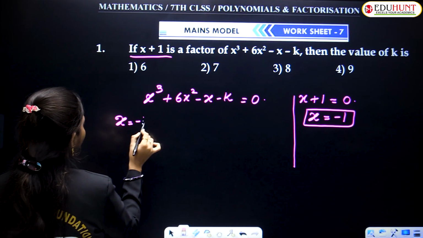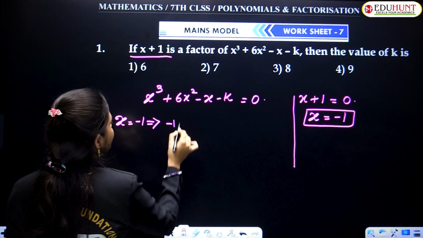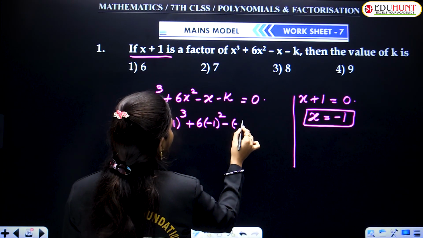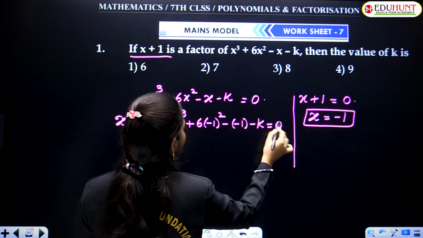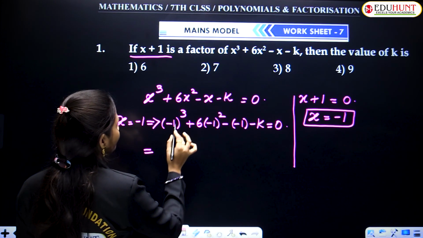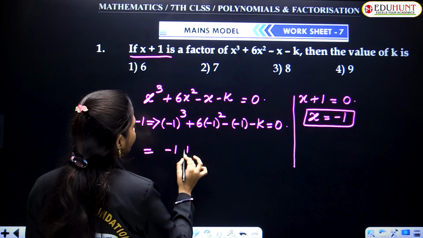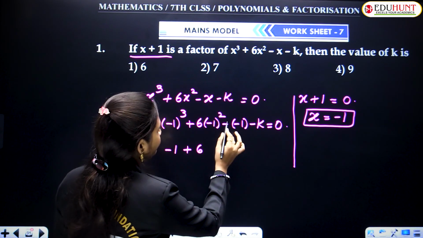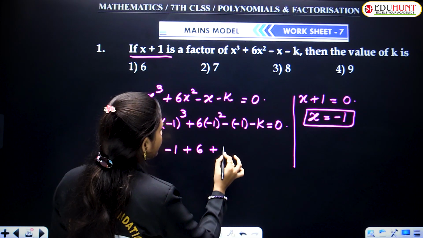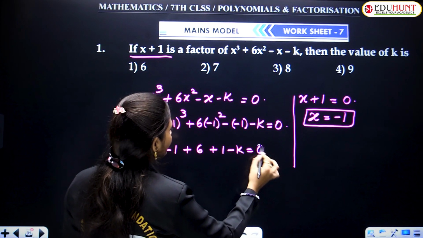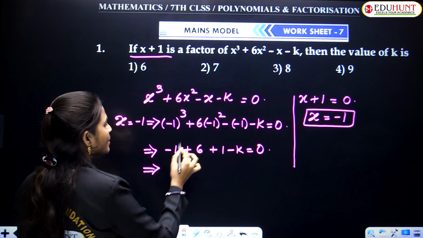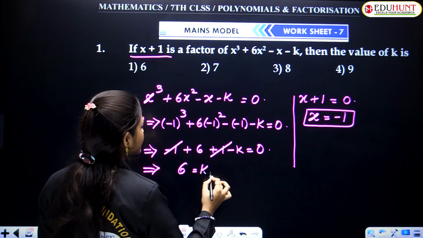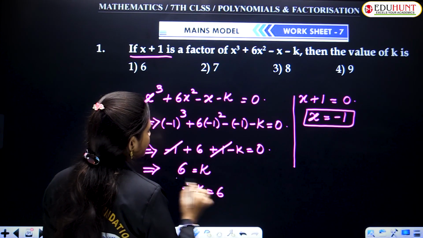See here, if x is equal to minus 1, then minus 1 whole cube plus 6 into minus 1 whole square minus of minus 1 minus k is equal to 0. Minus 1 whole cube is minus 1, plus 6 into minus 1 whole square. That is 6 into 1, which is 6. Minus into minus is plus 1, minus k is equal to 0. So minus 1 plus 1 gets cancelled. So 6 is equal to minus k, which becomes plus k. So k value is 6.